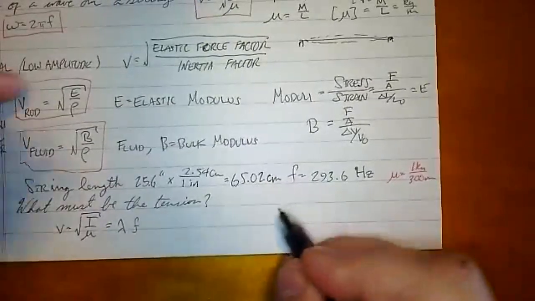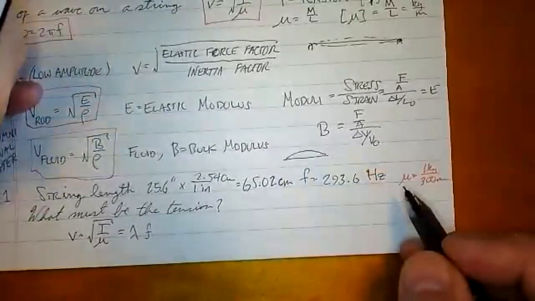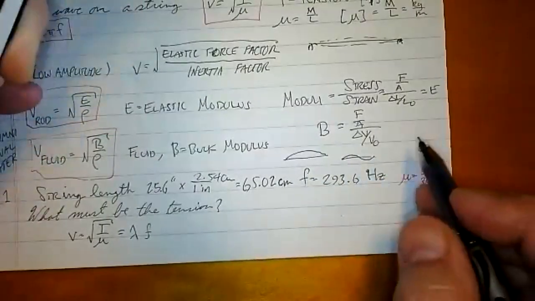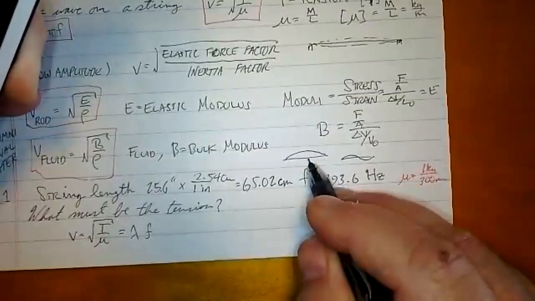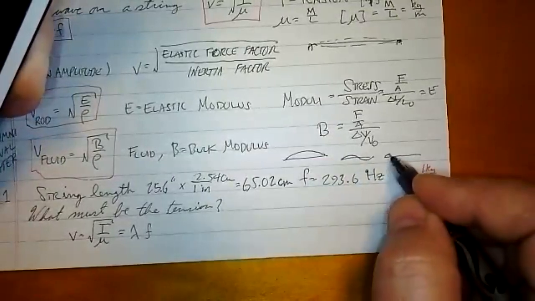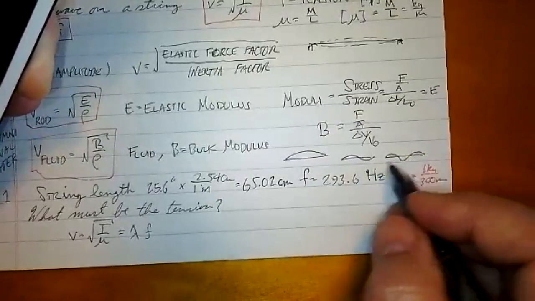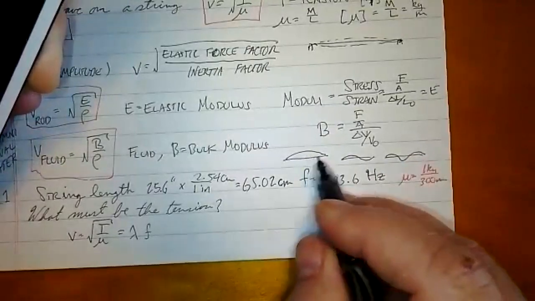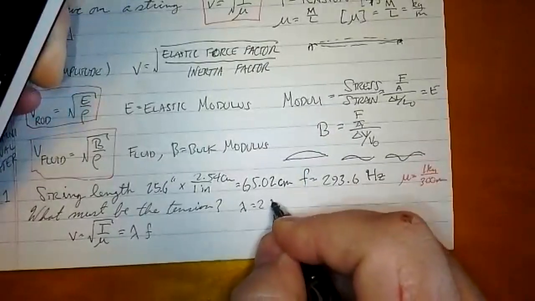Remember, when you pluck a string, it can be this, that's the fundamental. Then you can pluck it a little harder and it'll be that. That's often called the first harmonic, but that's the fundamental. This is the first overtone. And then you could do another one where it's like this. So the string is 1.5 wavelengths long, and so on and so forth. But I'm doing this one where the wavelength equals 2 times the length of the string.